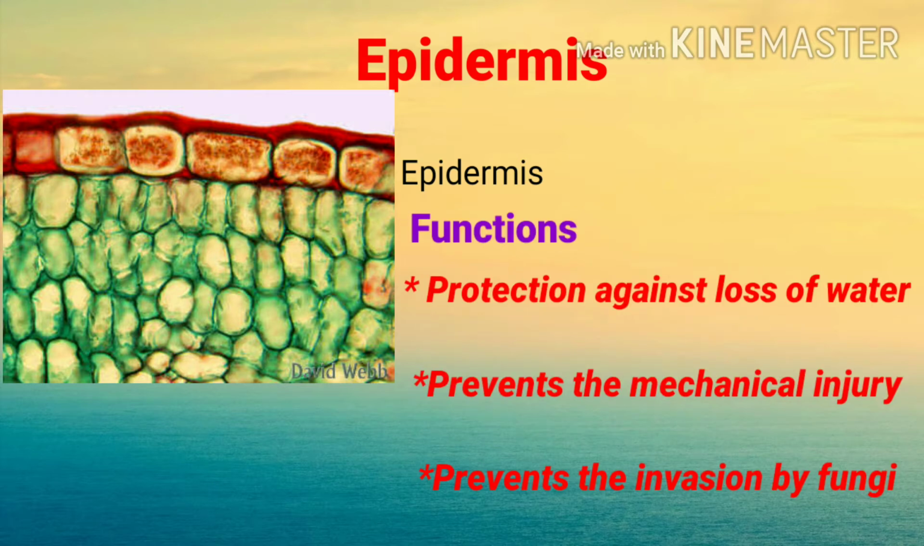Then the function of the epidermis is, epidermis aids in protection against loss of water, mechanical injury and invasion by parasitic fungi. It prevents the loss of water from plants, and it prevents mechanical injury. If any damage happens to the plants, right, those injuries can be prevented by the epidermis cells. And it prevents the invasion. Invasion means infection, attack. Invasion by parasitic fungi.